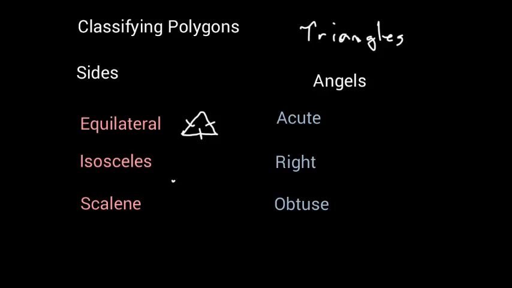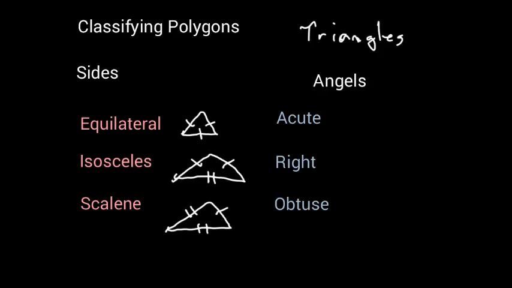An isosceles triangle would mean that two sides are the same. So I've got two sides with one line, and then I could have two on the bottom, or you could have no marks on the bottom. And then a scalene means that no sides are the same, so that can be marked as one line, two lines, and three lines.